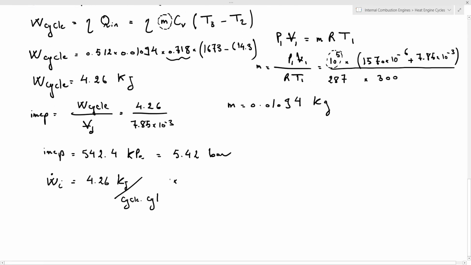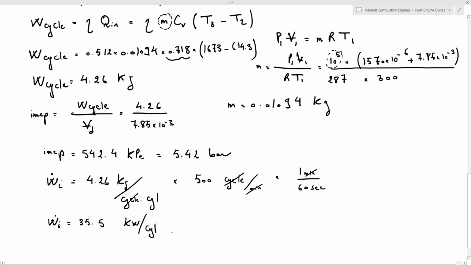So we multiply by 500 cycles per minute. To convert to cycles per second, we multiply by 1 minute and divide by 60 seconds. So we can simplify minute with minute, cycle with cycle, and we will obtain kilojoule per second, which is equivalent to 1 kilowatt. So we'll obtain the units of kilowatt per one cylinder. So W dot I will be equal to 35.5 kilowatt per cylinder. This is the indicated power produced by one cylinder.